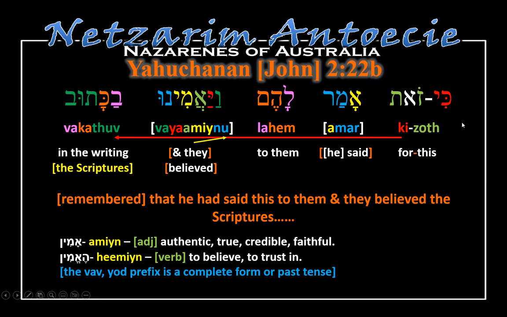And then we have 22b. Kaf Yod Zayin Aleph Tav, Aleph Mem Resh, Lamed He Mem Sofit, Vav Yod, Aleph Mem Yod Nun Vav, Vayet Kaf Tav Vav Vayet. So it's good to practice trying to do it quicker. Ki, for. Zot, this. Amar, he said, no pronoun means he. Lahem, to them.